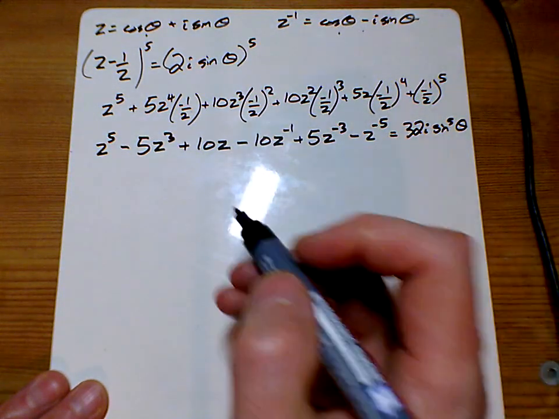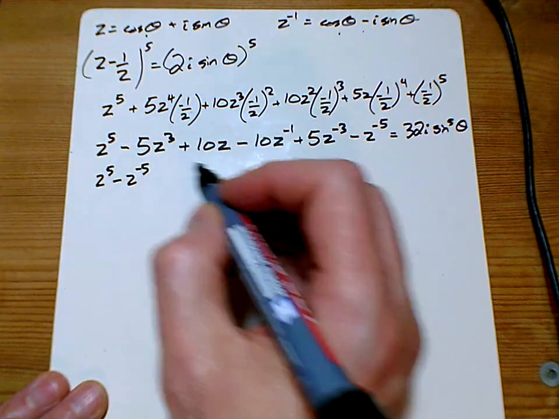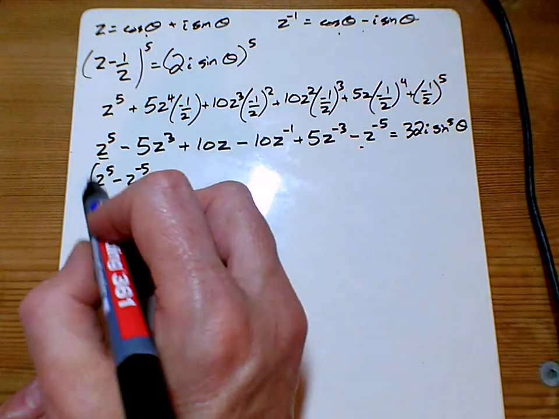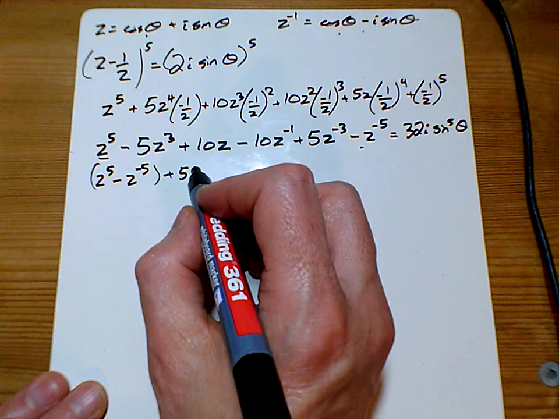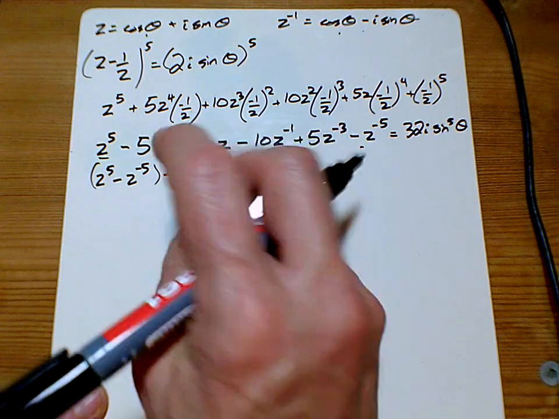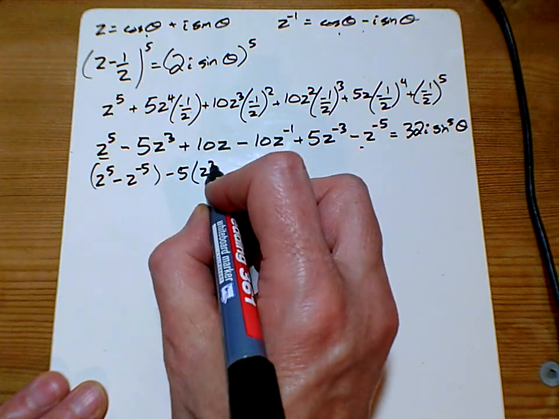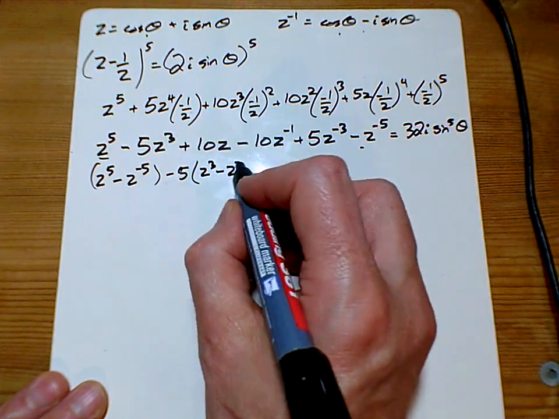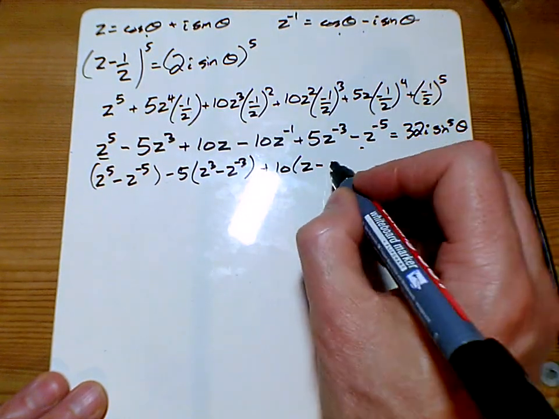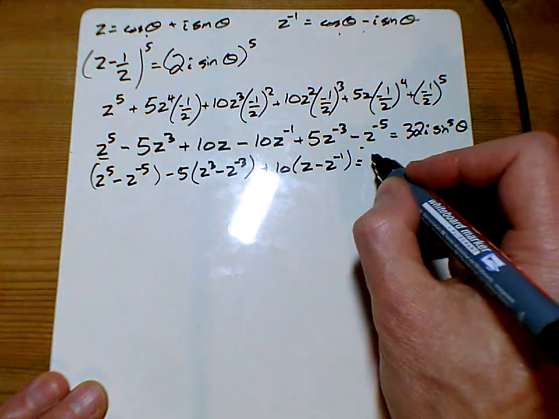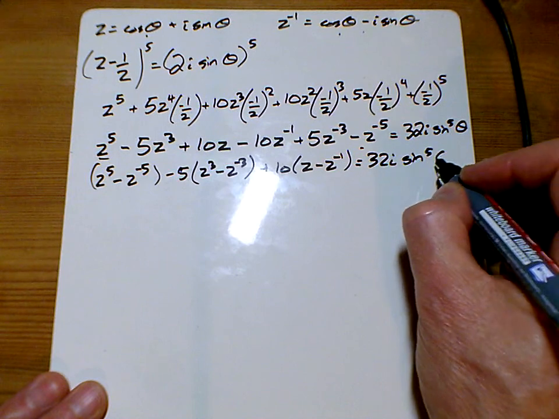Put these bits in pairs again then. So I'm going to get z to the 5 minus z to the minus 5, those bits to start with. We're going to get 5 lots of, minus 5, z to the 3 minus z to the minus 3, and plus 10 lots of z minus 1 over z, equals 32i sine to the 5 theta.